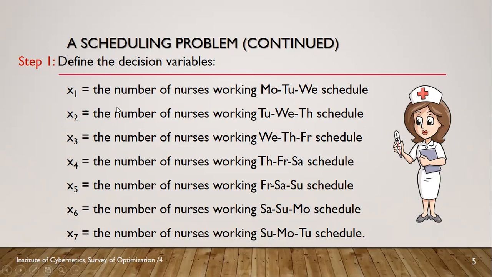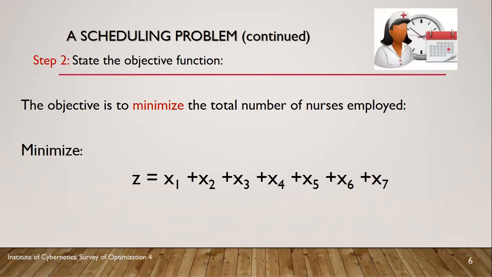Now, the next step is to state the objective function. As it was stated in the input information, the objective is to minimize the total number of nurses employed, meaning that we need to minimize the sum of all X sub i's. In our case, X sub 1, X sub 2, X sub 3, X sub 4, X sub 5, X sub 6, and X sub 7.